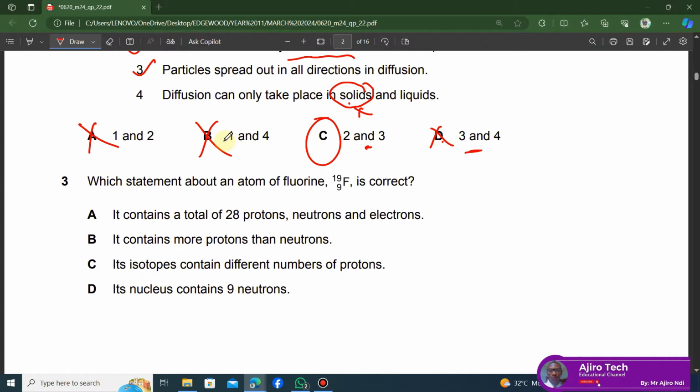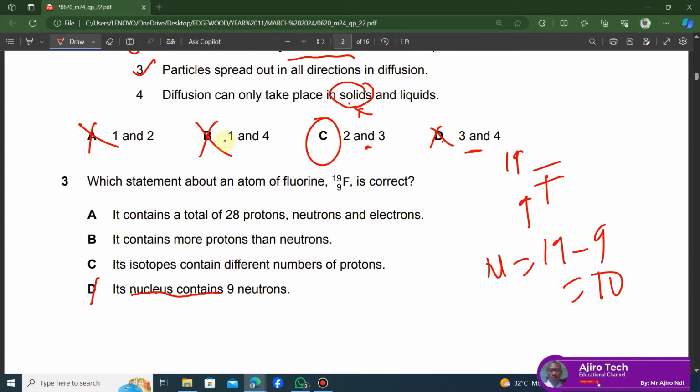All right, let's move to the next question. Which statement about an atom of fluorine is correct? So we have the mass number of fluorine to be 19, and we have the proton number to be 9. Let's read the options and eliminate. Let's start from the last one. It says its nucleus contains 9 neutrons. No, the number of neutrons is going to be 19 minus 9, which is 10. So that means option D is off.